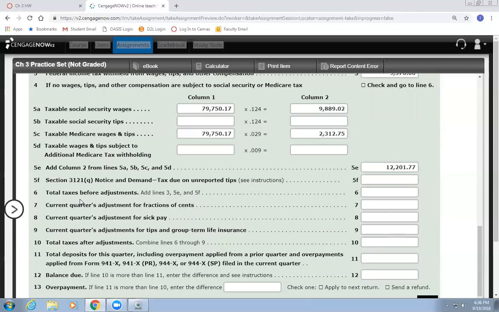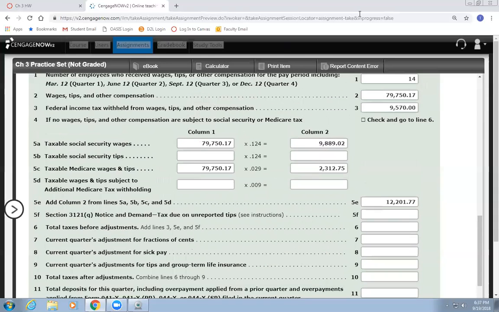Wait, where did they give us that? Trying to find where it came from. From line 3 and line... Yes, thank you, we add. I think it says that if I read the actual form. Yeah, it tells us to add line 3, 5E, and 5F. I read the instructions on the form.